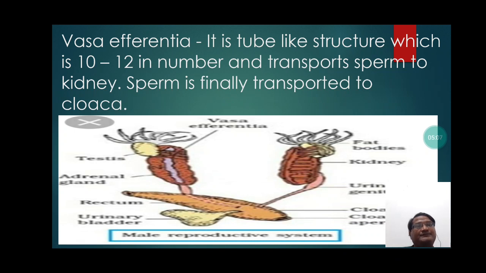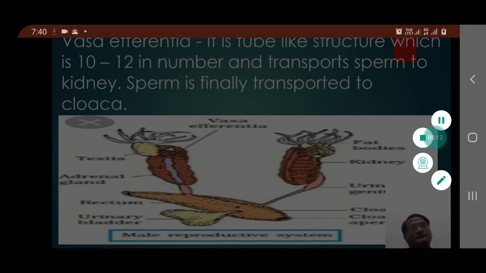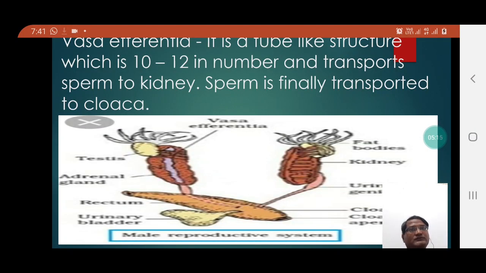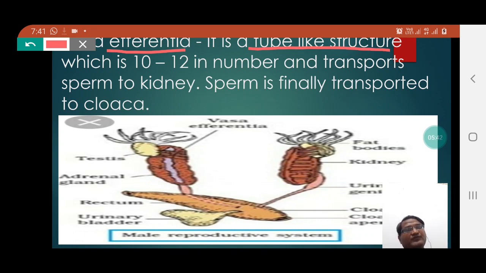Vasa efferentia. It is a tube-like structure which is 10 to 12 in number and transports sperm to kidney. Now students, here there is an important concept to understand, that vasa efferentia is a tube-like structure which is 10 to 12 in number and which further transports, that means carries the sperm to the kidney.